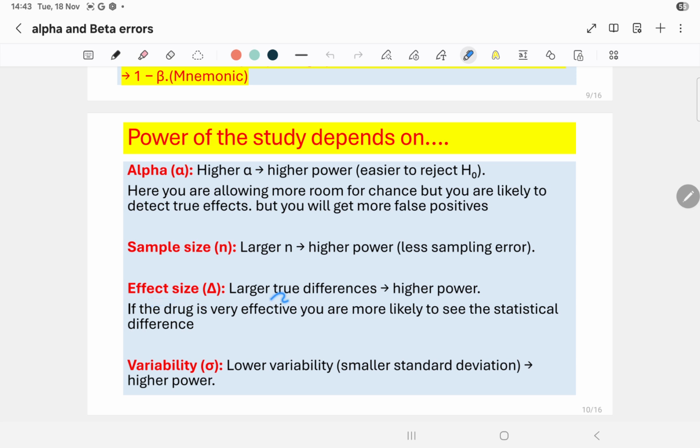Effect size: if your drug is very effective, that will give your study higher power. If BP can be reduced by 50 mmHg, then your study is easy. There will be a lot of power in the study, whatever the design is. So larger true differences give the study higher power. If the drug is very effective, you are more likely to see the statistical difference. Then lower variability: smaller standard deviations will give the study higher power. I hope this is clear.